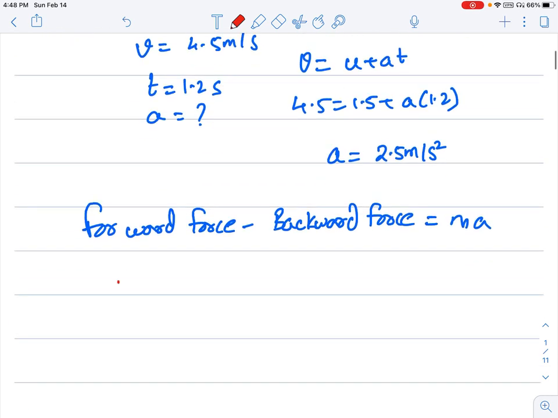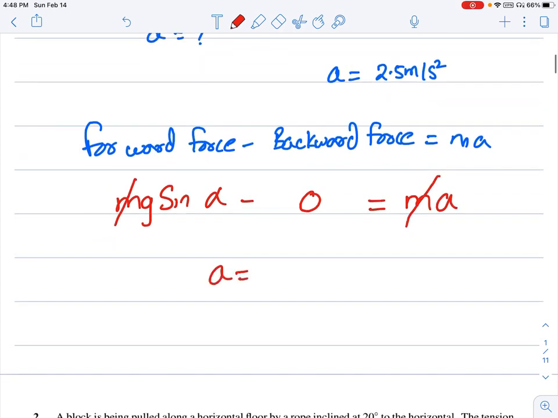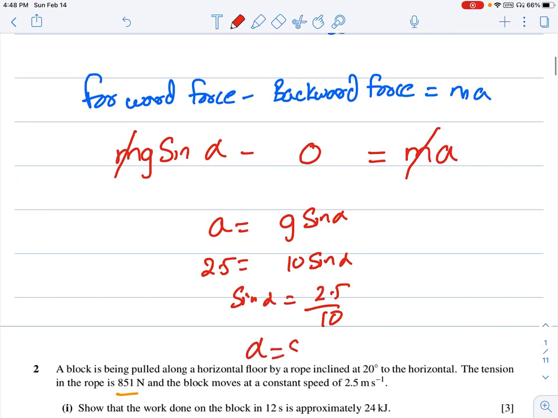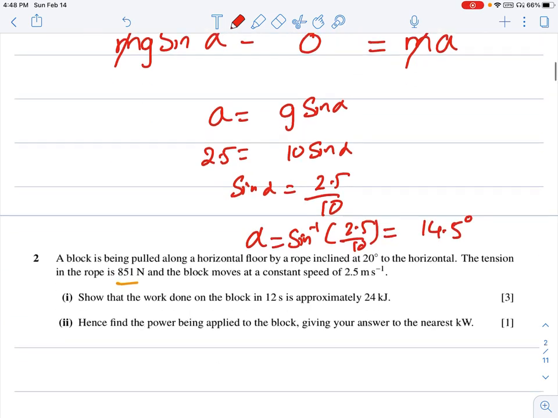So forward force is mg sin theta or sin alpha, minus backward force is 0 because there is no friction, is equal to ma. So m and m get cancelled, so acceleration is equal to g sin alpha. So 2.5 is equal to g, 10, sin alpha. From there sin alpha is equal to 2.5 by 10. Alpha is equal to sine inverse 2.5 by 10, which I get as 14.5 degrees. That's going to be the answer.